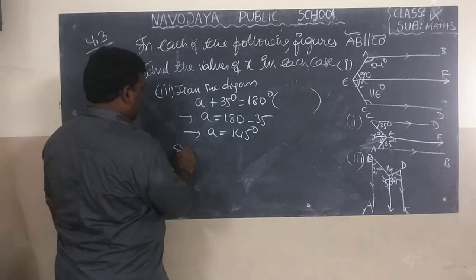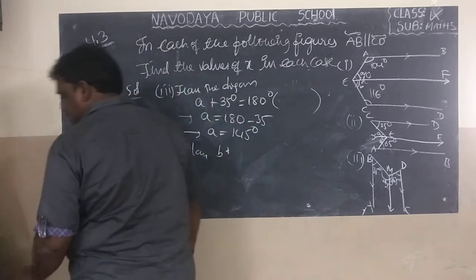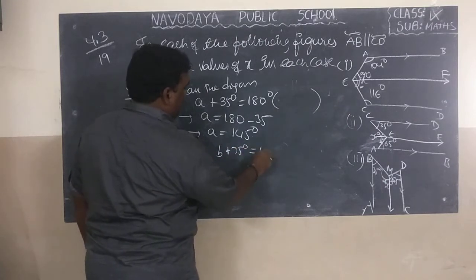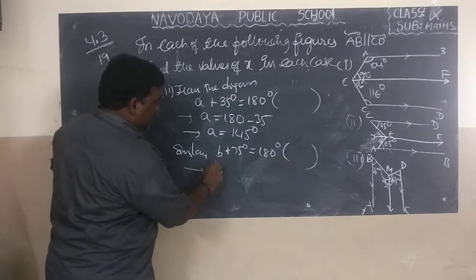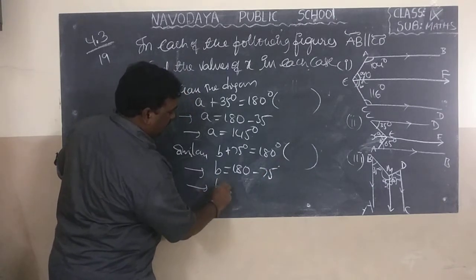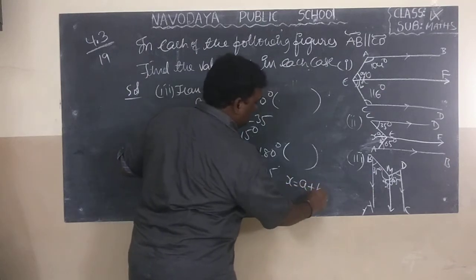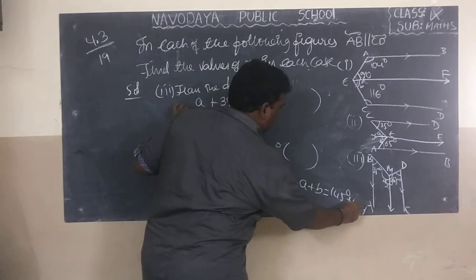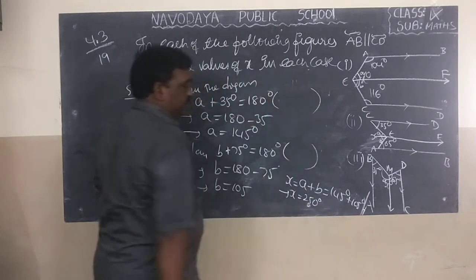Similarly, small b plus 75 equal to 180. Write the same reason: interior angles on the same side of the transversal. Small b is 180 minus 75, small b equal to 105. Then what is the x value? Small a plus small b, 145 plus 105. Total it is 250. X equal to 250.